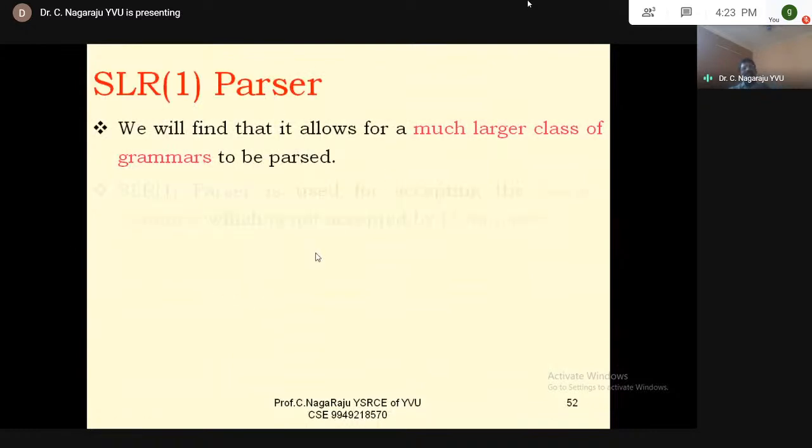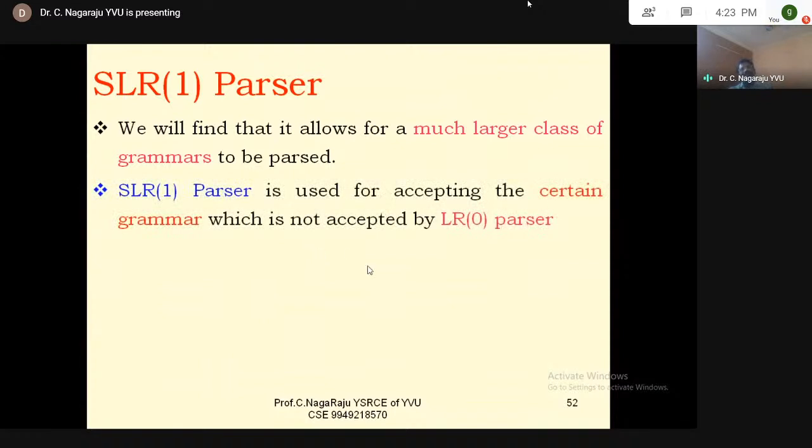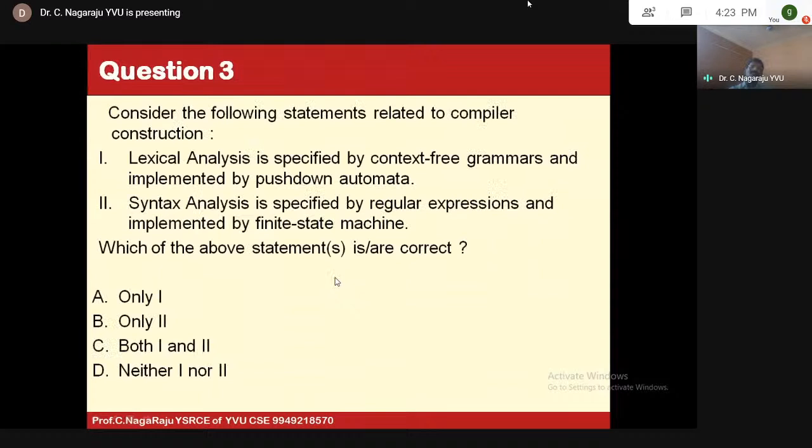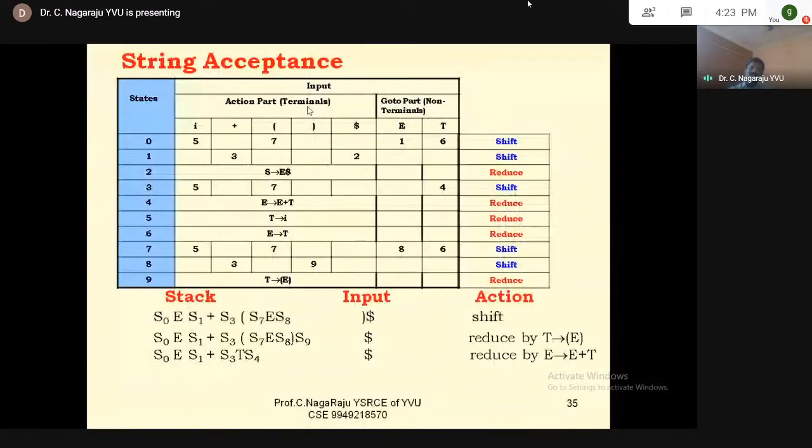This is the SLR1 parser, the simple LR1 parser. What is the main drawback of the LR0 parser? Conflicts will occur, for example shift-reduce conflicts. Whenever a reduction operation is there, it doesn't depend on any input character. It doesn't look at any input characters, so there are chances of getting conflicts.